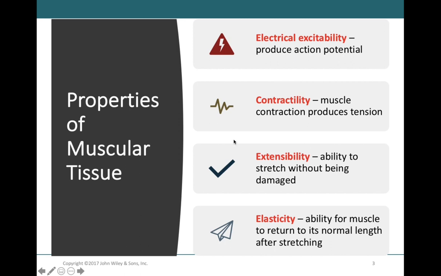Our next major property of muscular tissue is extensibility. Extensibility refers to our muscles' ability to stretch within reason. As there are muscles found all over our body, our muscles are going to need the ability to stretch without being damaged. So that's what extensibility refers to. And lastly is elasticity, which refers to the ability for our muscles to regain their normal shape after they have been stretched. So muscle tissue is very, very resilient. It has the ability to contract, it has the ability to produce its own signals, but it also has the ability to stretch within reason without being damaged.